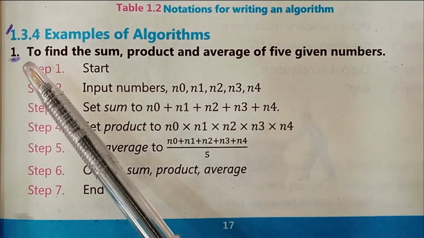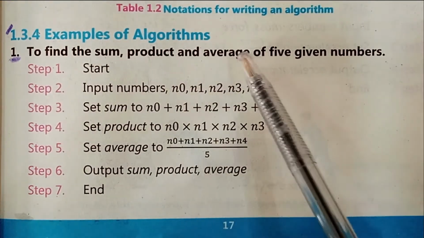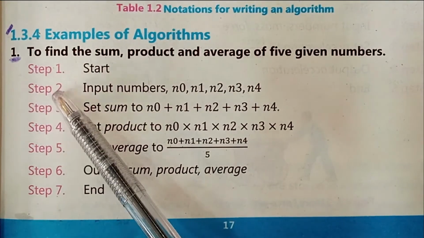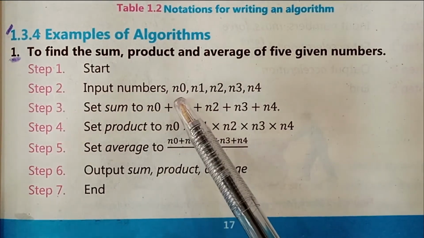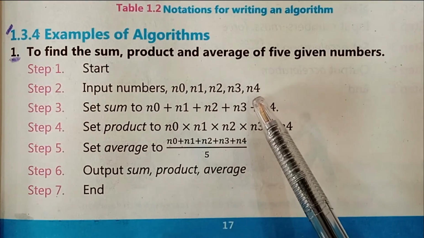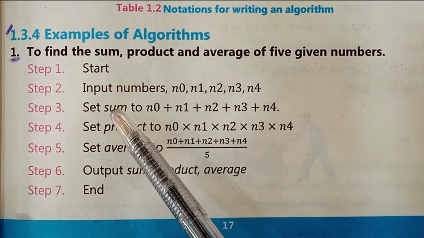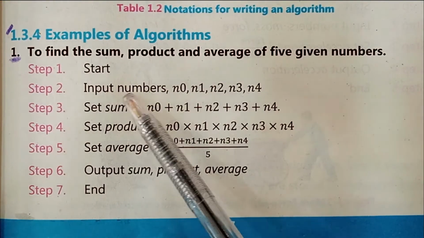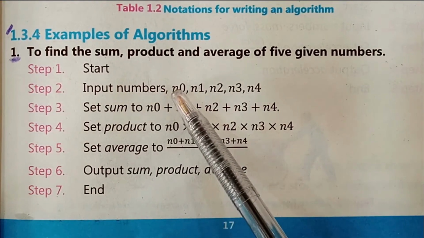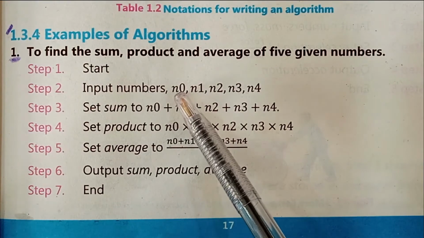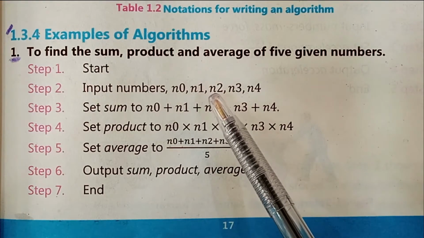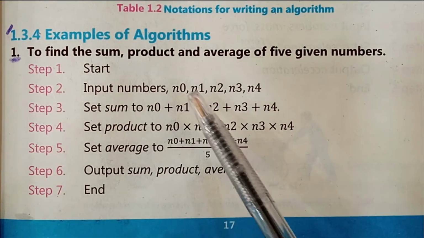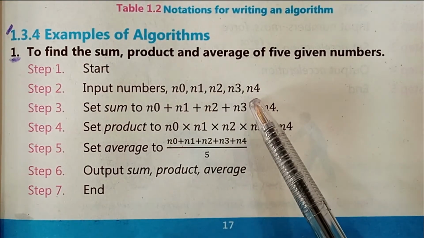Example number 1 is to find the sum, product and average of 5 given numbers. Step number 1, start. Step number 2, input numbers n0, n1, n2, n3 and n4. Students, first notation is to start the algorithm. Second one is we have to give the input numbers in the computer memory, as we have to find the sum, product and average of 5 numbers. So we are given the 5 numbers n0, n1, n2, n3 and n4.